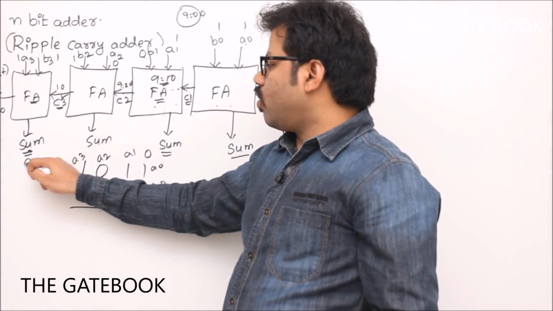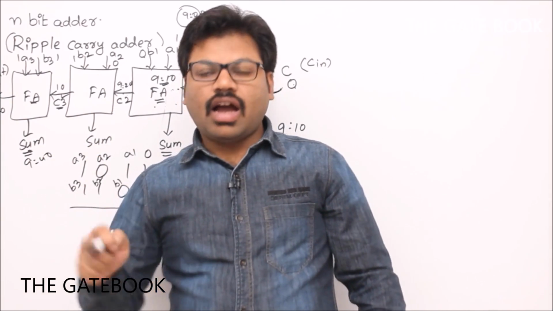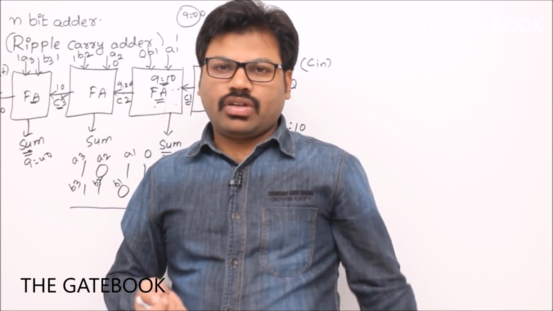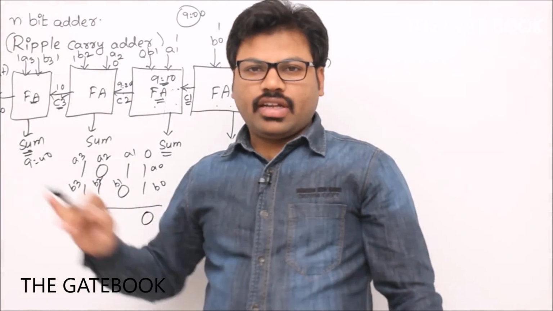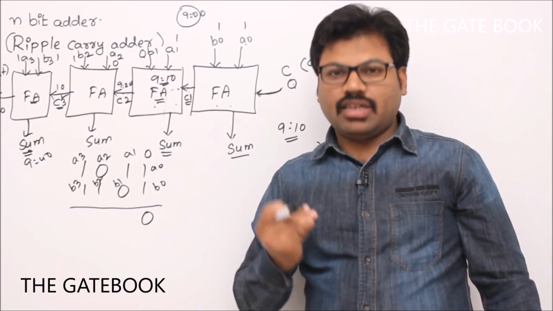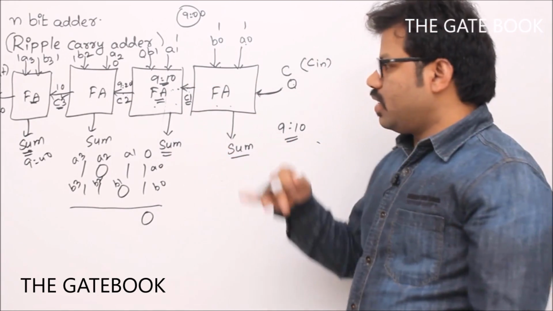Similarly, the sum is valid at 9:40. I am assuming that when you give the right input to a full adder, after 10 minutes it will reflect the output of that input. If that is the case, if you give the input at 9 o'clock, at 9:40 you are going to get the output, assuming that every full adder takes 10 minutes to give the right carry and sum. So let me revise it.